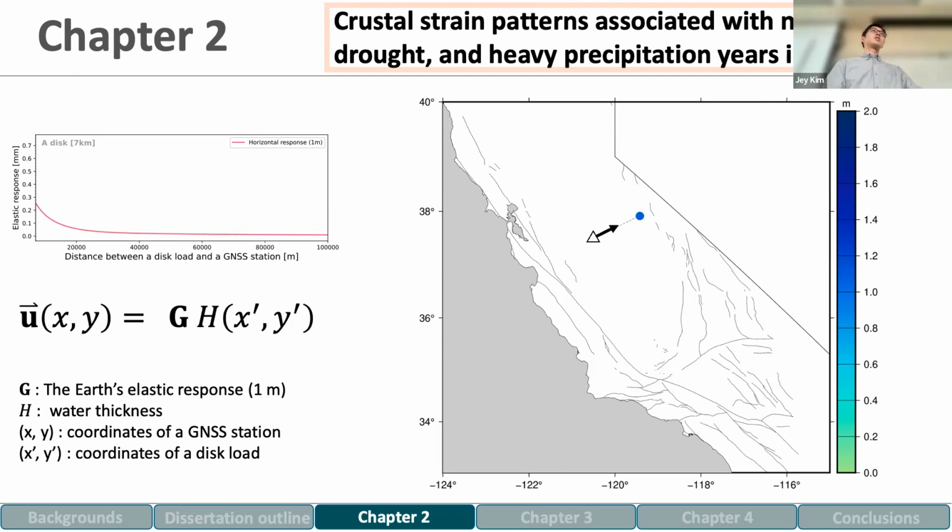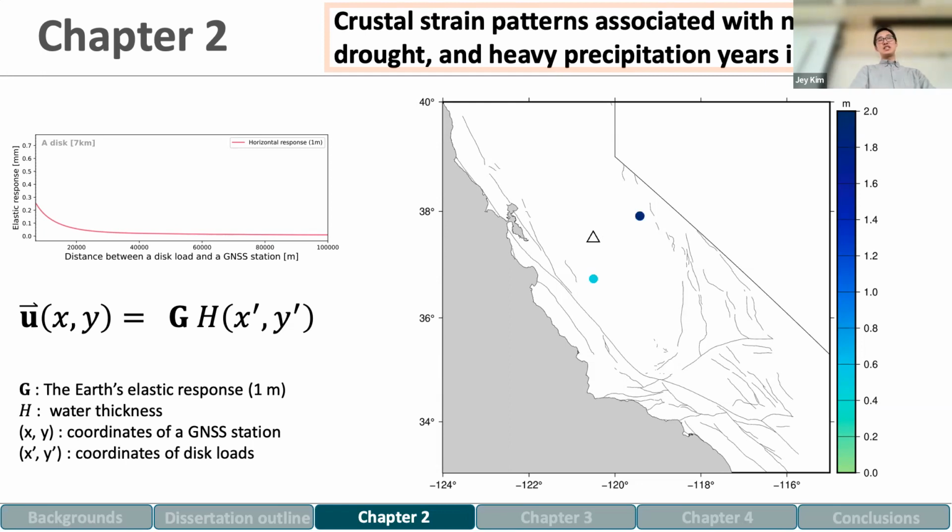And when you add more water, it's scaling up. Keep going. Water's over there, GPS is there, and it can be varying based on the thickness of the water. That's all I want to say.